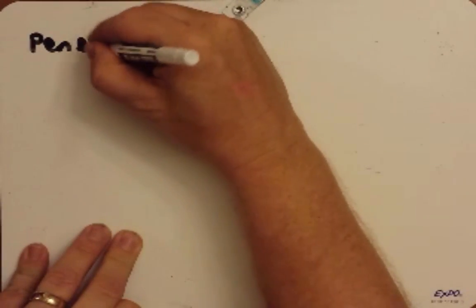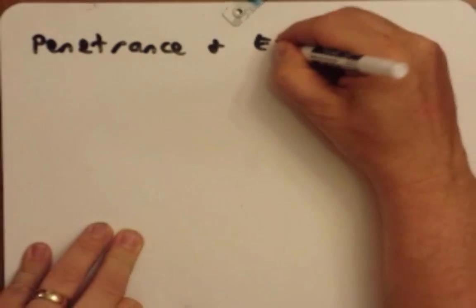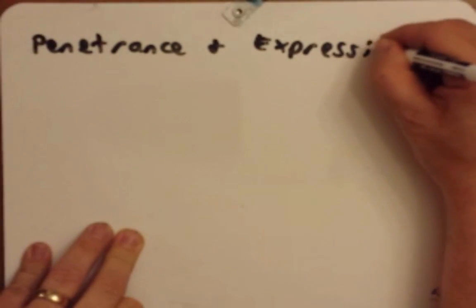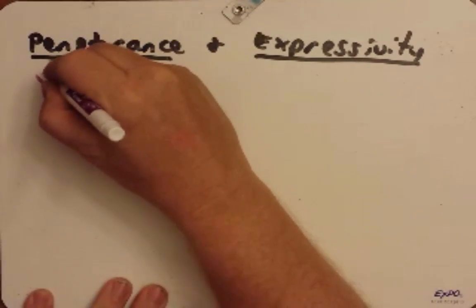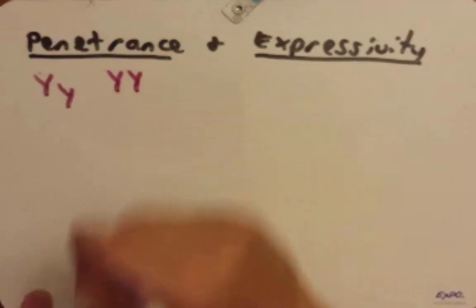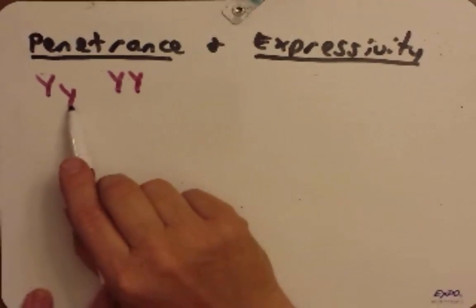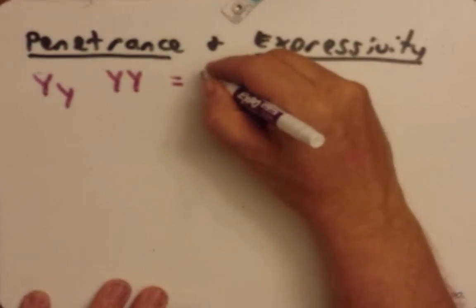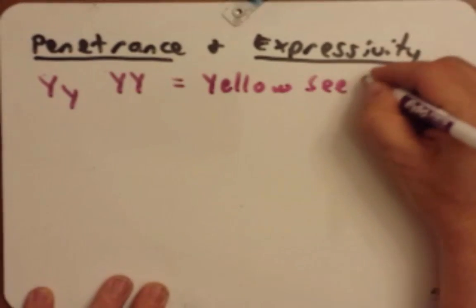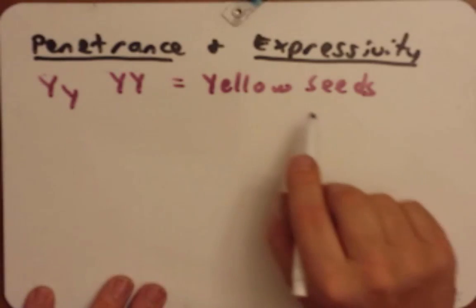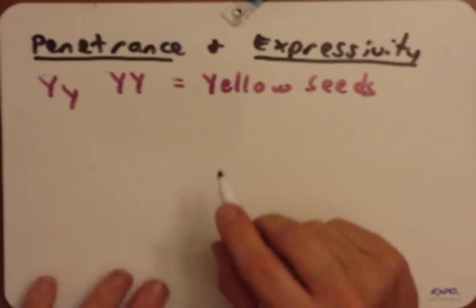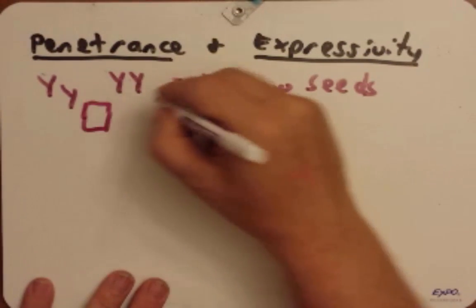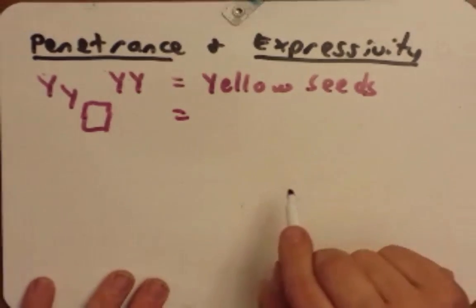Next I want to talk about these terms called penetrance and expressivity. Now I'm talking about penetrance and expressivity. Let's take a step back and think about what Mendel saw when he had these two genotypes: big Y, little y, and big Y, big Y. He always saw yellow seeds. And while this is always true, this genotype is always going to give you yellow seeds, what we've learned since Mendel is that sometimes a given genotype may not always give you the same phenotype.